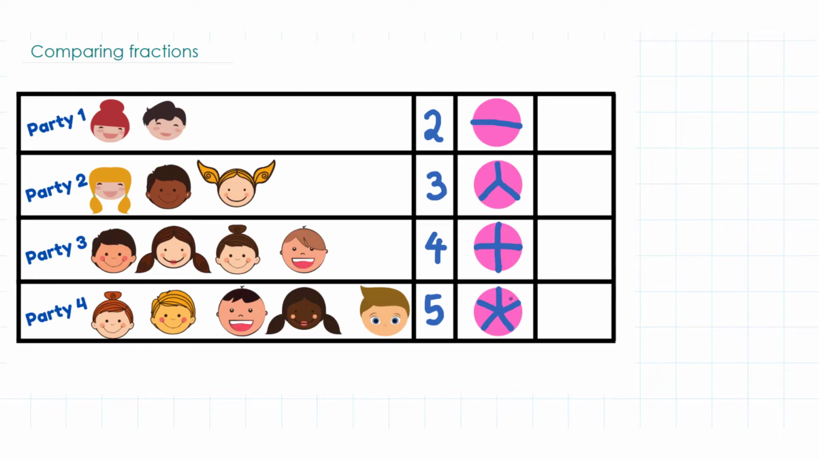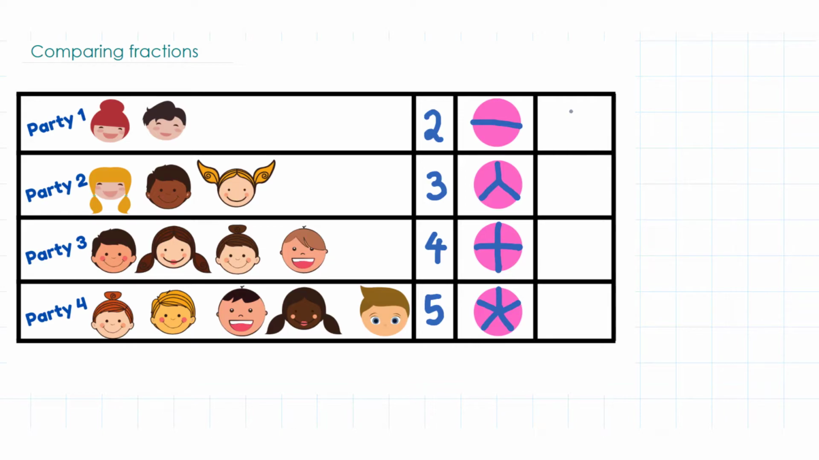They get smaller. So because there's only 2 children here sharing the whole cake between them, they get the biggest slice, isn't that right? But down here, there's 5 children all sharing the cake. So each gets a smaller slice. Does that make sense? Now let's think about fractions.